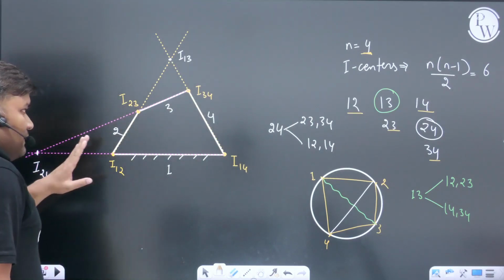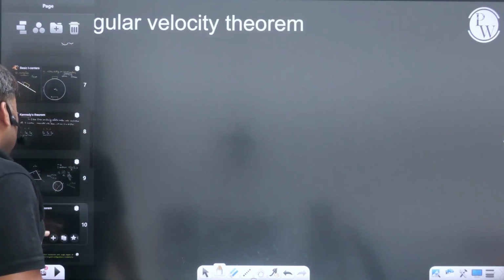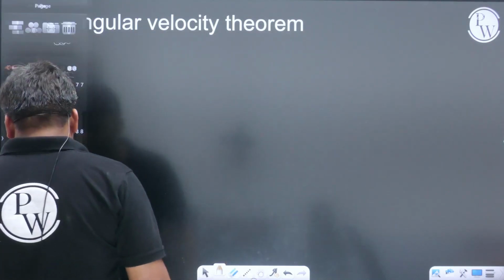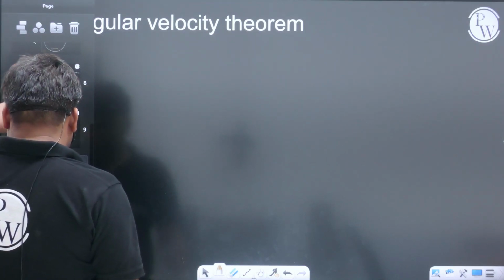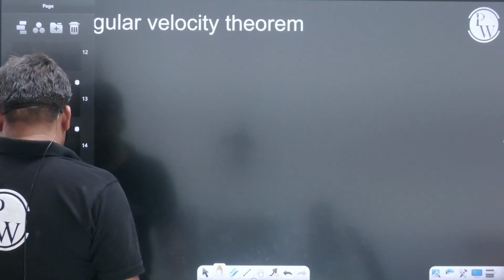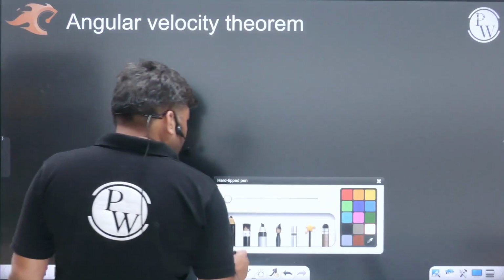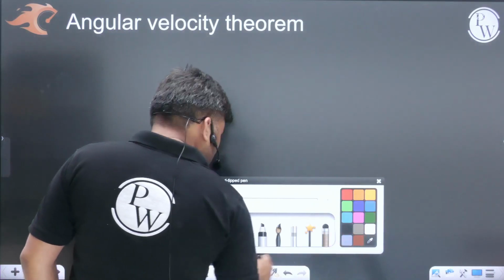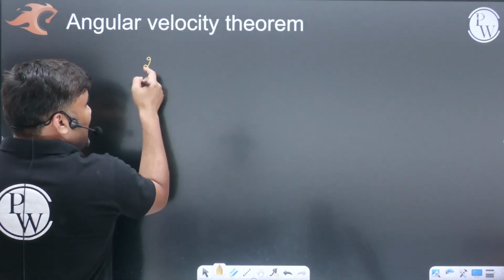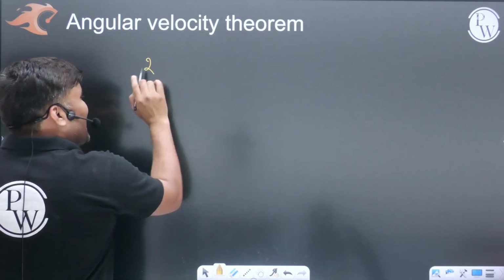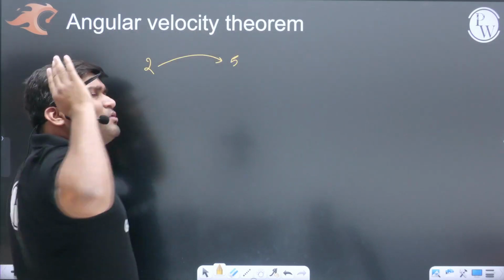Now we will come back here, but before that let me tell you another beautiful theorem, which is the angular velocity theorem. What does it say? The angular velocity theorem says, suppose link 2's velocity is given, and they are asking what is going to be the angular velocity of link number 5. Directly from link 2 I can tell you link 5's angular velocity.